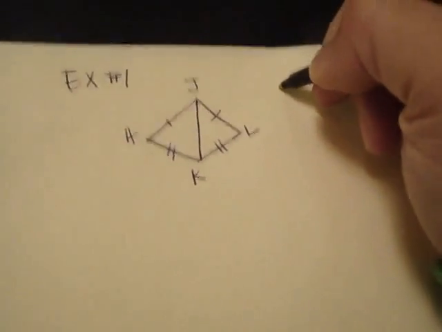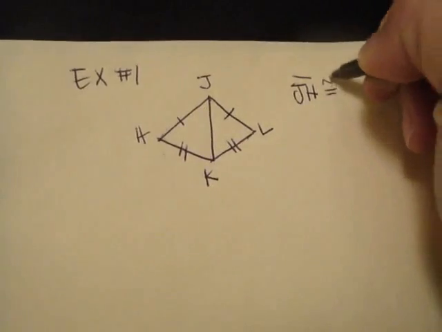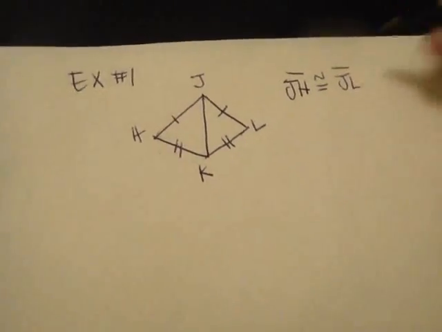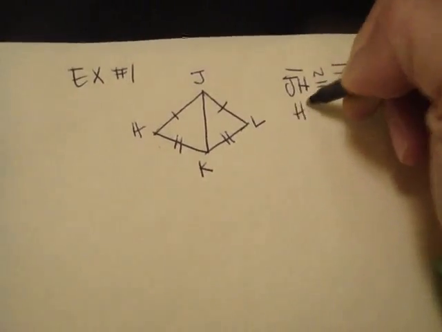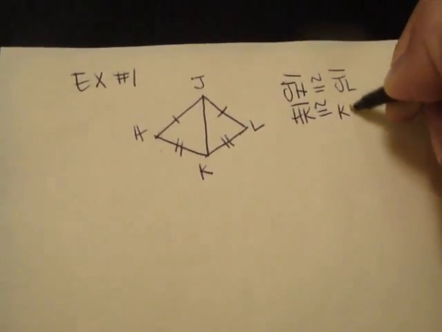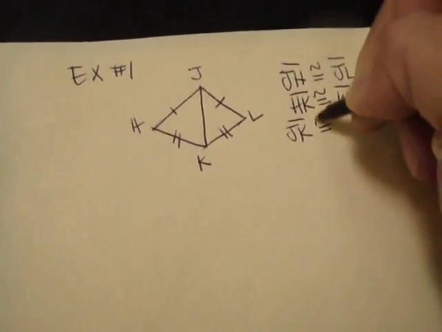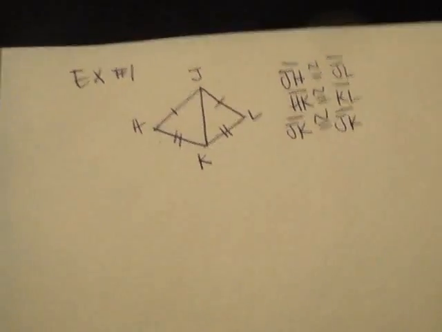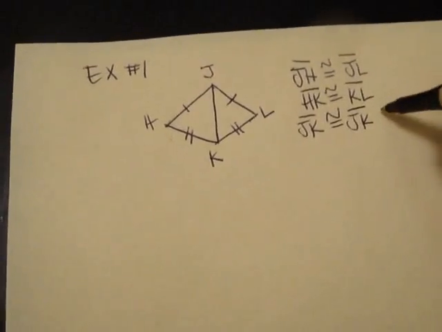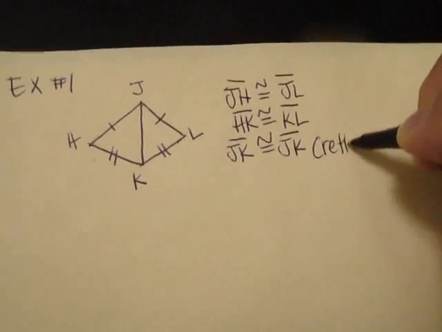Okay, so let's go ahead and write this down. JH is congruent to JL, and HK is congruent to KL, and JK is congruent to JK because it's the same side, and we always call this the reflexive property.